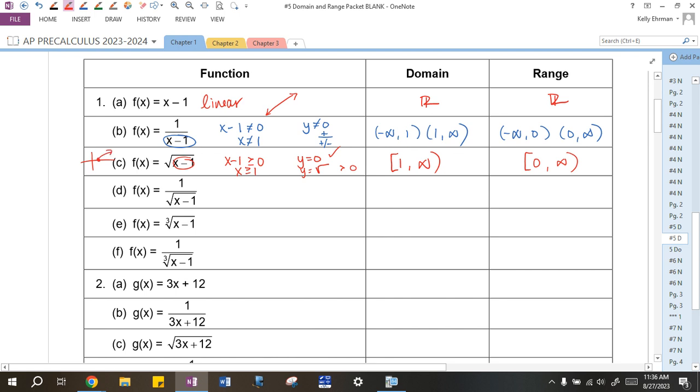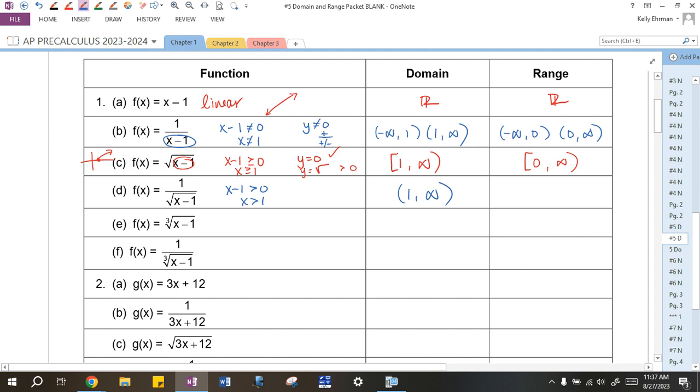And then what if we have a combination like we did in our notes? This is rational and a square root, so we have to make sure that x minus 1 stays positive, but it can't equal 0 this time because then we would be dividing by 0. So x is just greater than 1.